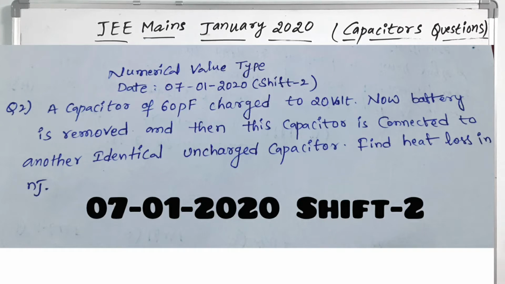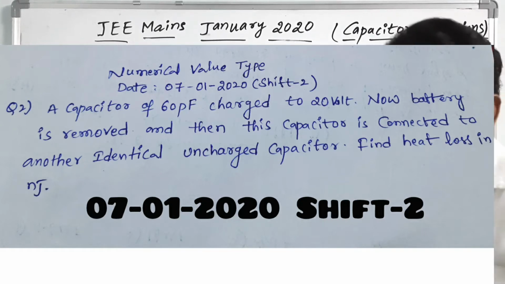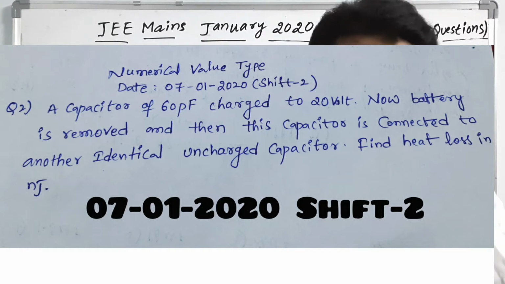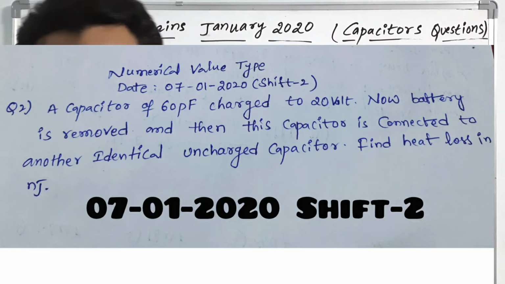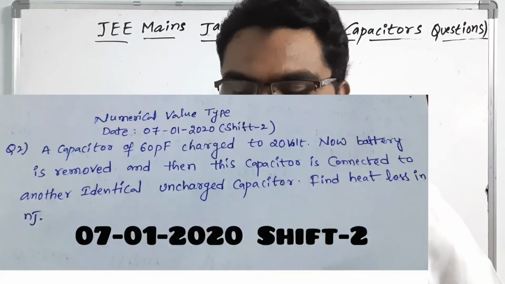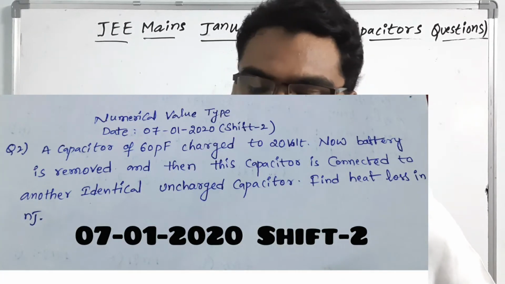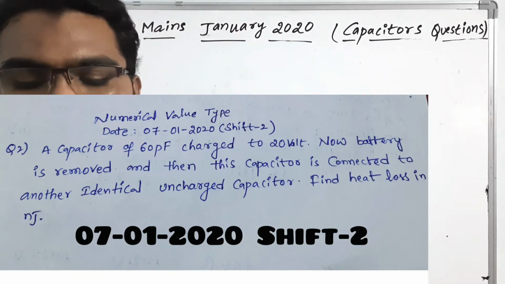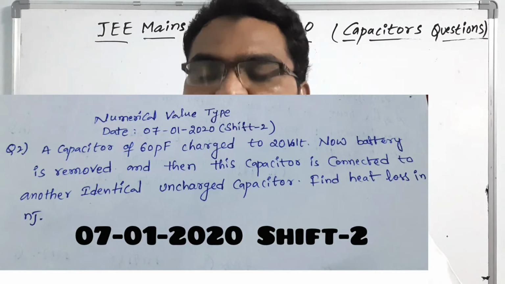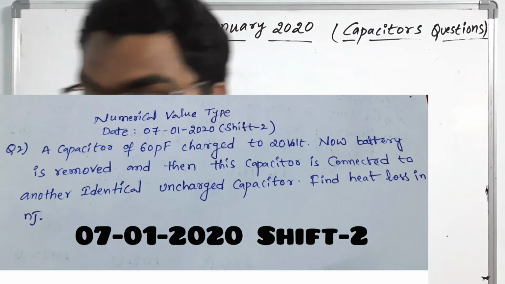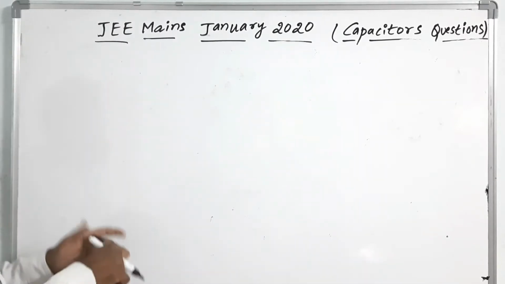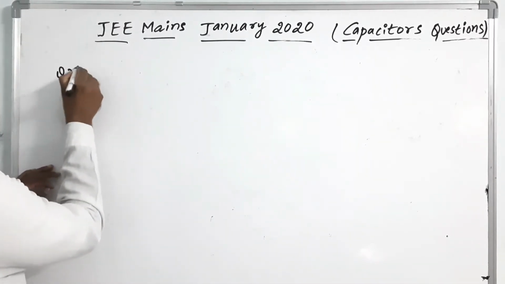Okay students, next question. The second question was asked on January 7, 2020, shift 2. A capacitor of 60 picofarad is charged to 20 volt. Now the battery is removed and then this capacitor is connected to another identical uncharged capacitor. Find the heat loss in nanojoules. I hope you understood the question. See here, question number 2.